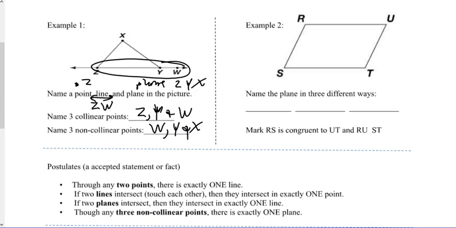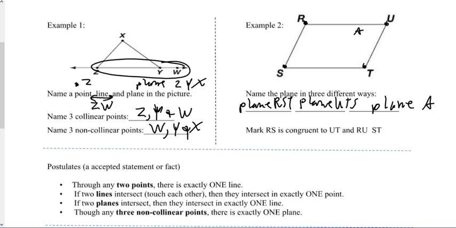Example 2. Name the plane in three different ways. Okay. Well, I can call it plane RST. I can call it plane UTS. And let's just put a letter on here and call it plane A. Now, R, U, S, T don't have dots specifically, but they are vertices. They are intersections of two segments, so they are unwritten points without the dots there.